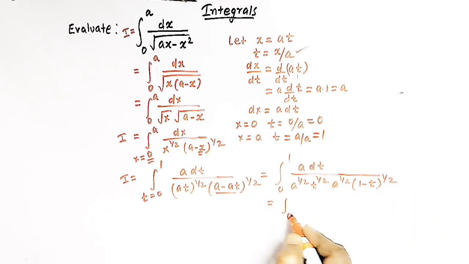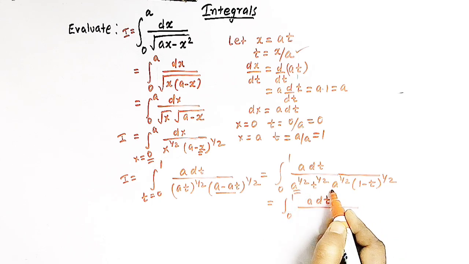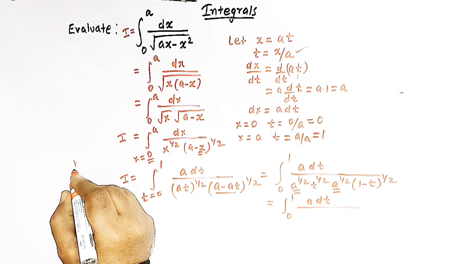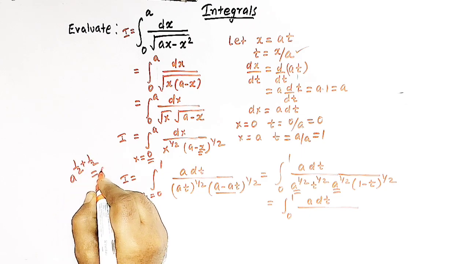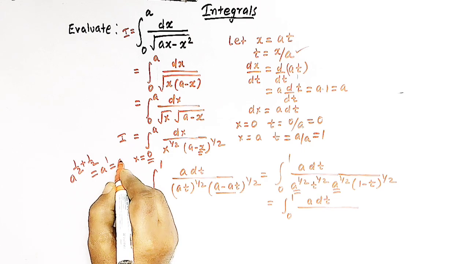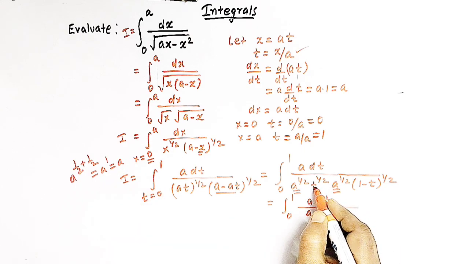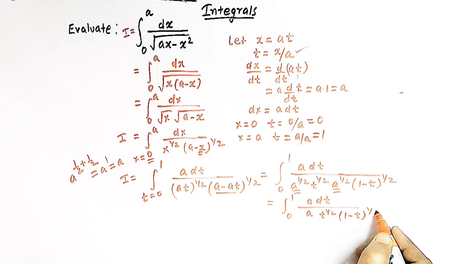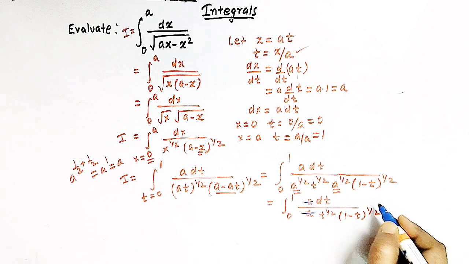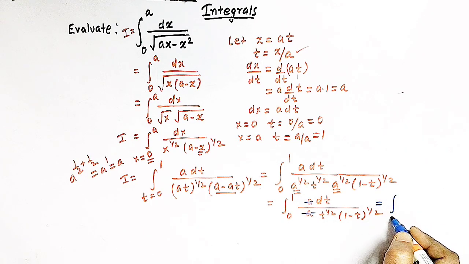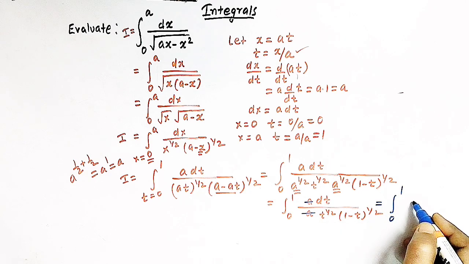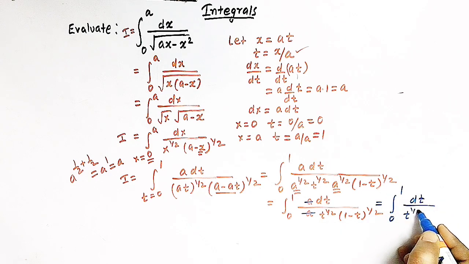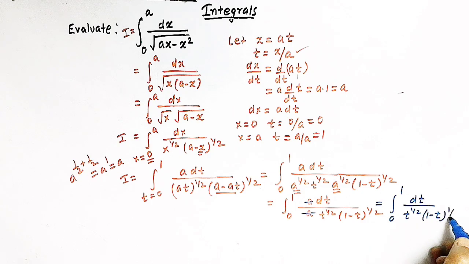Okay, so now we have 0 to 1. Here we have a dt, and here we have a raised to half and a raised to half. So this is a raised to half plus half, that is a raised to 1, that is a. So here we have a, and here we have t raised to half times 1 minus t raised to half. So now we can cancel this a and this a. So we are now left with 0 to 1, and here we have dt over t raised to half and 1 minus t raised to half.